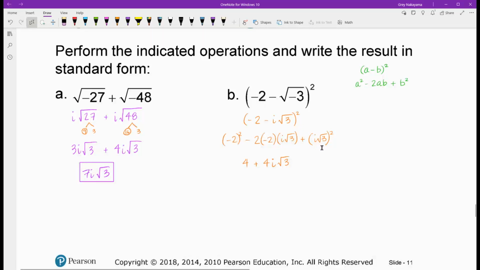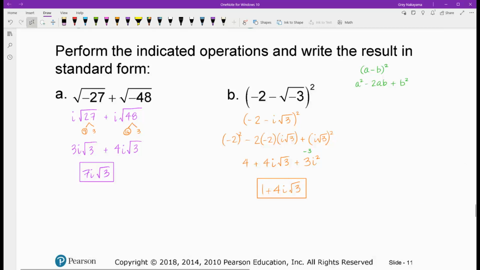And then over here, I have the square root of 3 squared is 3. And so it's going to be plus 3i squared. i squared is negative 1. So this becomes really negative 3. So when I simplify it, I have 4 plus negative 3, or 4 minus 3, which is 1. 4 minus 3 is 1, there it is. And then plus 4i square roots of 3.